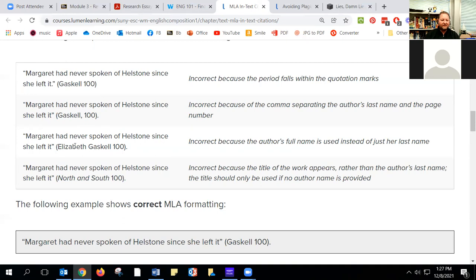Right? In this example, they use the author's entire name. We don't need that. We just need the author's last name. Because when you look at a works cited page, they're going to be alphabetized based on the first thing that appears, and that would be the author's last name, right? So take out Elizabeth, then it would be correct.